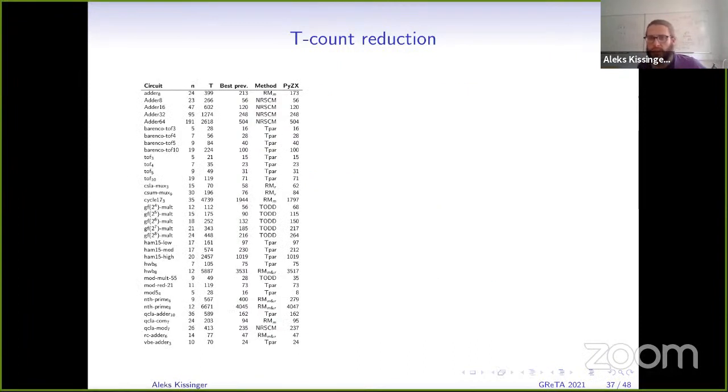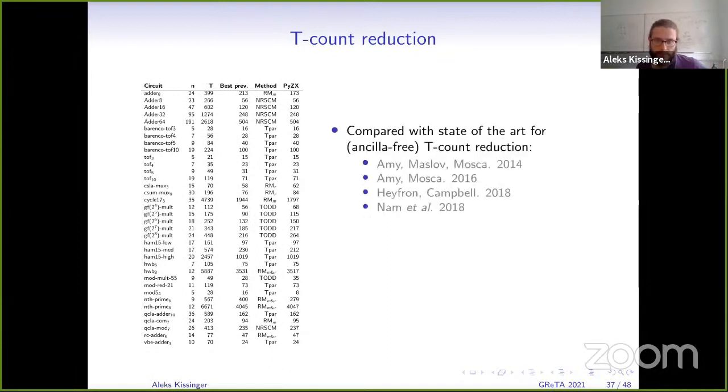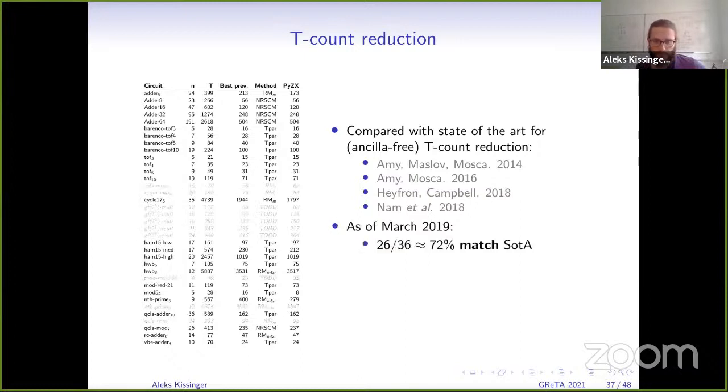So we did this in 2019 and it worked out pretty well. Compared to the things that were around at the time, this was matching the best techniques, at least for this ancilla-free T-count reduction. And for a lot of cases, it was beating the things that were out there as well. So this looked quite good. We were very excited about that.